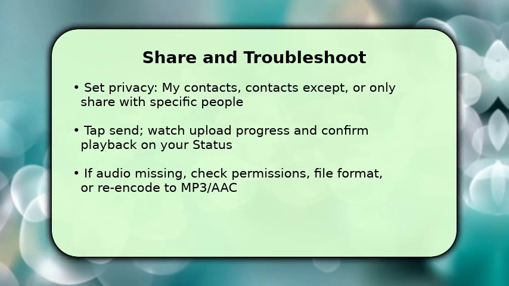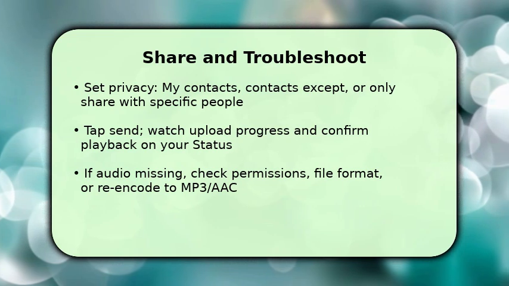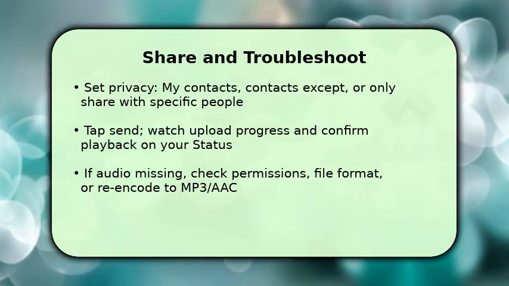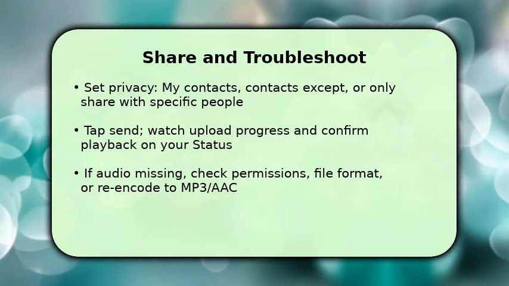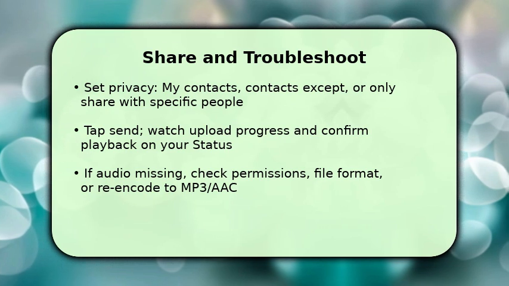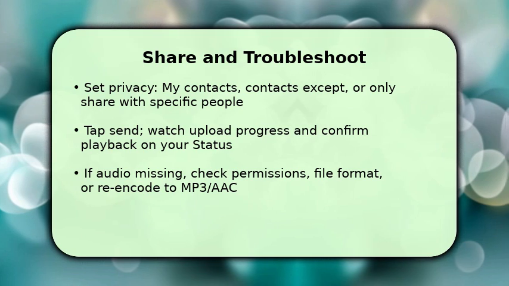If you notice the audio is missing or distorted, first check microphone and storage permissions, then confirm the file format, re-encode to MP3 or AAC if needed, and re-upload. Make sure network connectivity is stable during upload. If problems persist, restart WhatsApp and retry. One quick fix is lowering bitrate when exporting.